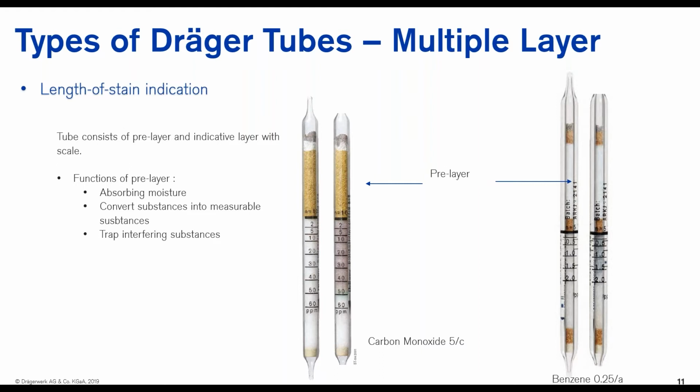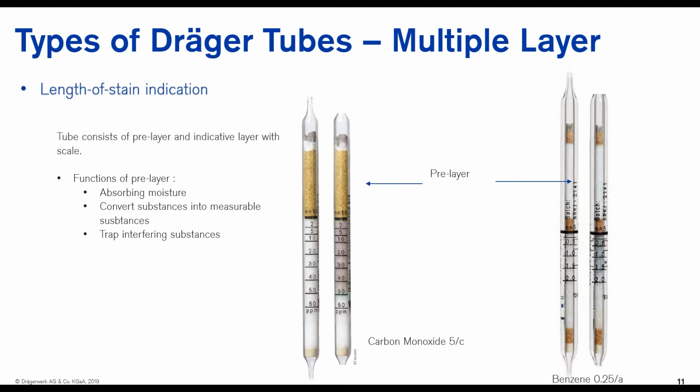Secondly, it can be used to convert the substances to a measurable substance. Sometimes when you look into the Dräger Tubes product sheet information, for those with multiple layer you will see some chemical principle and reaction. You will probably see a few lines where they convert the substances to a measurable substance, where the indicative layer itself will show a discoloration to the known concentration.